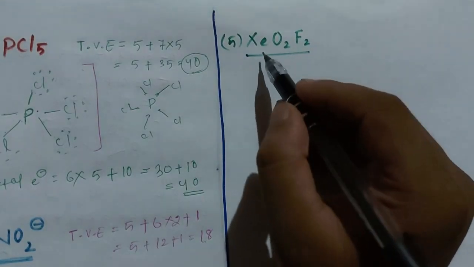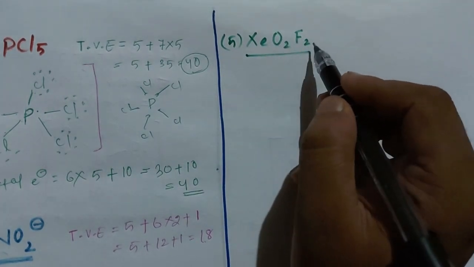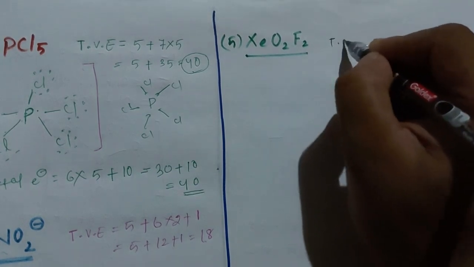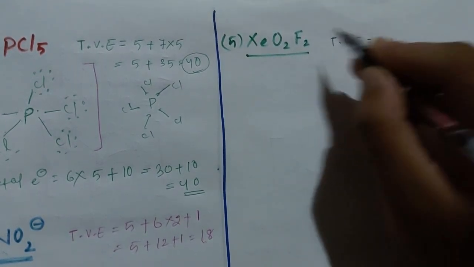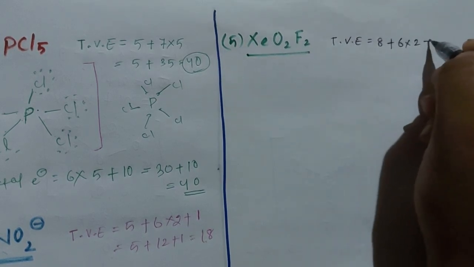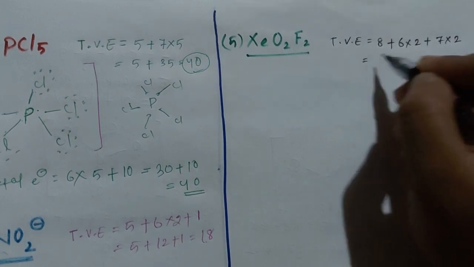Now we will go for this compound, that is XeO2F2. So first calculate the total valence electrons, that is equal to xenon has 8 plus oxygen has 6 into 2 plus fluorine has 7 into 2, that is equal to 34.